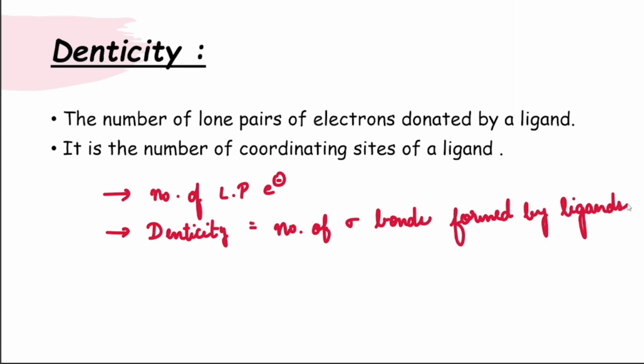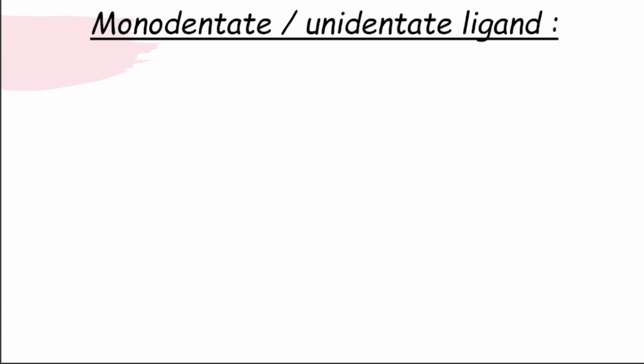So just keep this in mind, students. Denticity is equal to the number of lone pairs of electrons donated by a ligand, or it is just the number of sigma bonds formed by the ligand. Just keep this in mind. The number of lone pairs and the number of sigma bonds is the value of the denticity. Okay, now let's proceed to see the types of ligands.